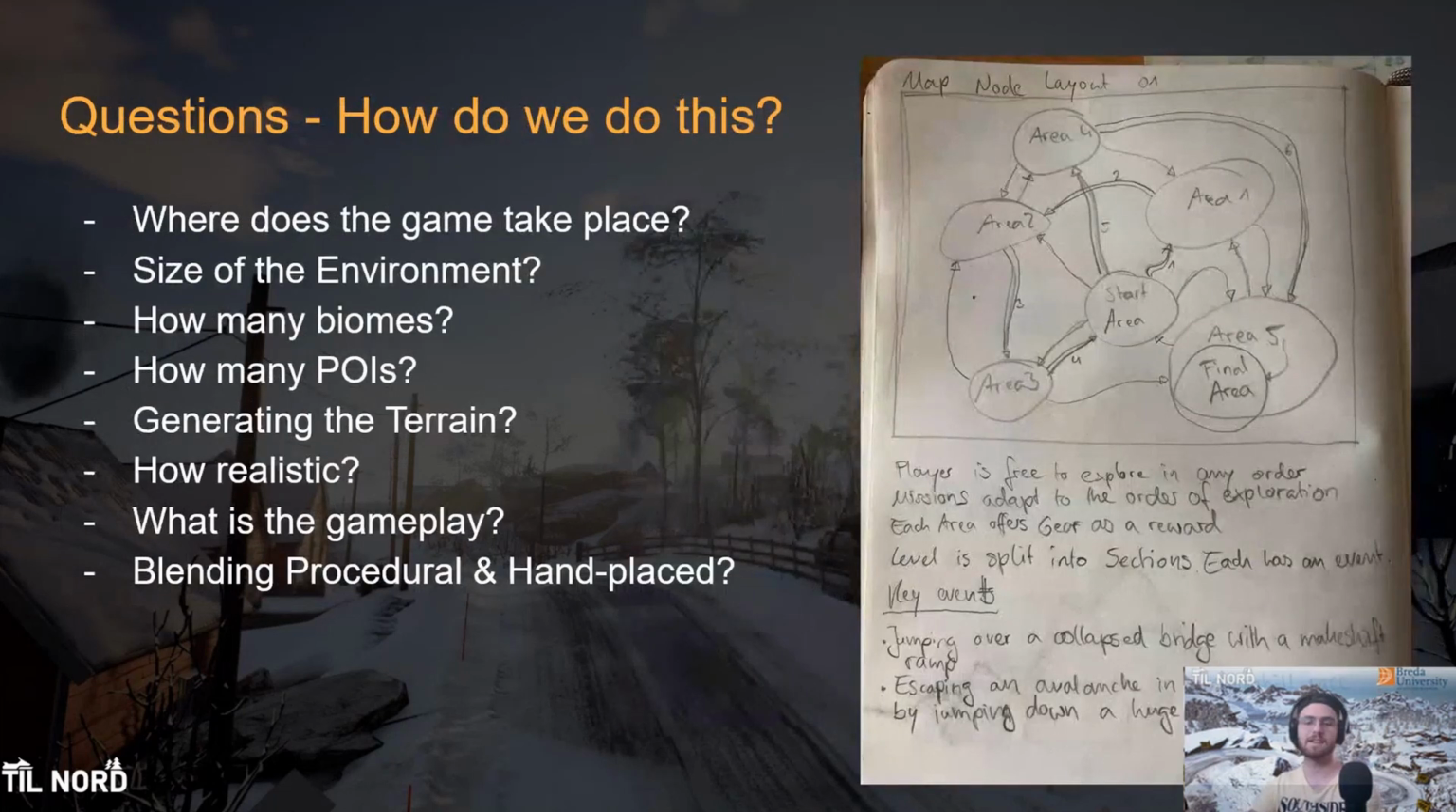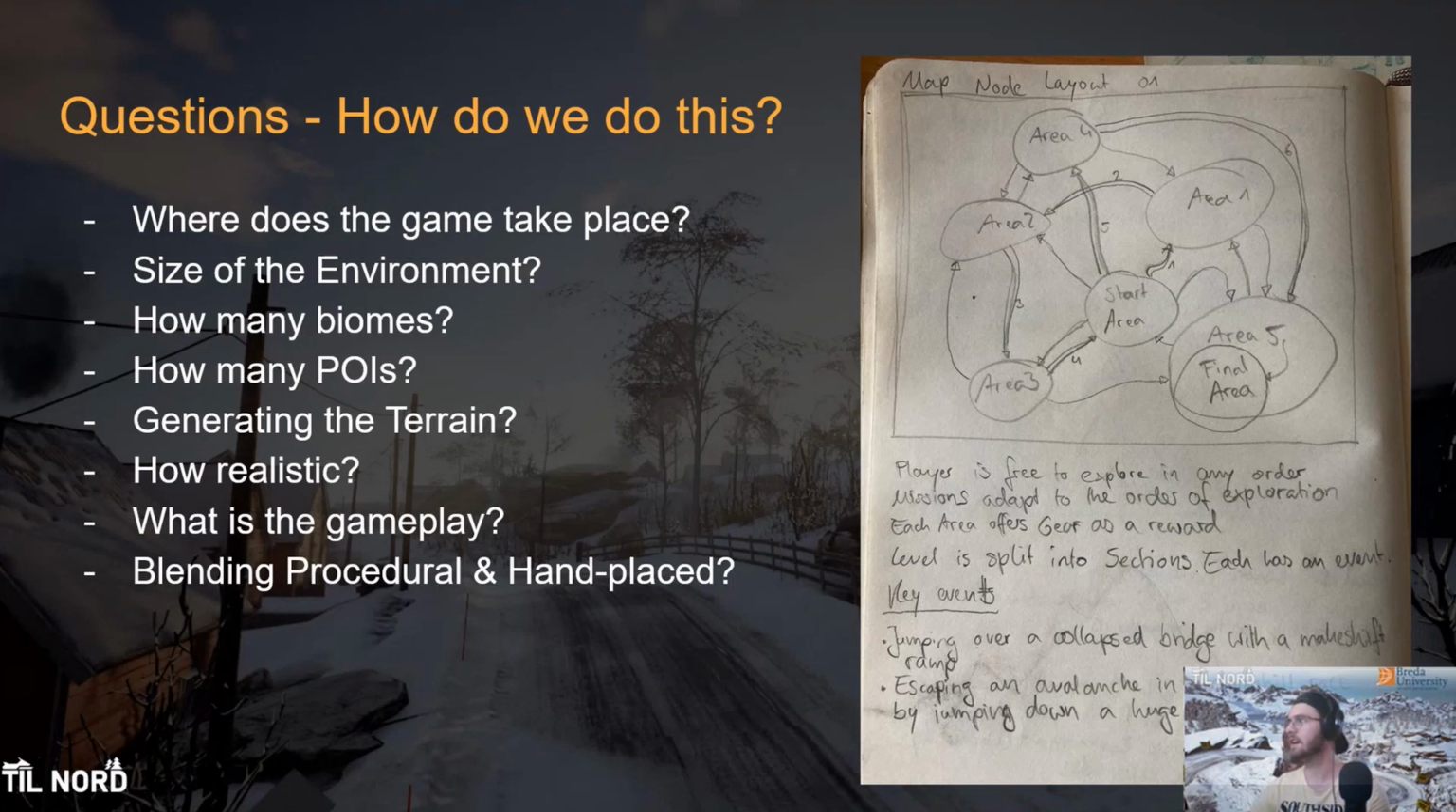So at the beginning, we had to find out how are we going to do this. So we asked a bunch of questions that we wanted to answer. Specifically for level design, those were the questions that are outlined here, like where does the game take place, how large is the environment, how long does the game take, how many biomes are we going to have, how many points of interest, how are we going to generate the terrain, and what is the art style that we're going for, and how are we going to implement all the gameplay in the environment.